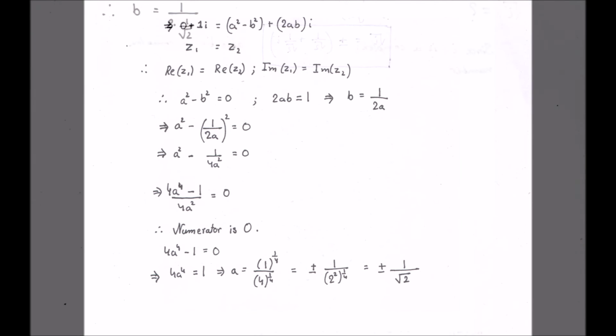So now plugging in the value of a in b, we will get that if a is positive, b = 1/√2, and if a is negative, b is also negative 1/√2. So we can see that if a is positive, b is also positive, and if a is negative, b is also negative. And we can see that the magnitude of a and b are the same.